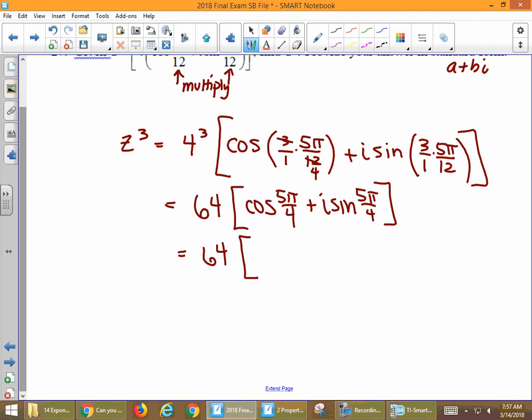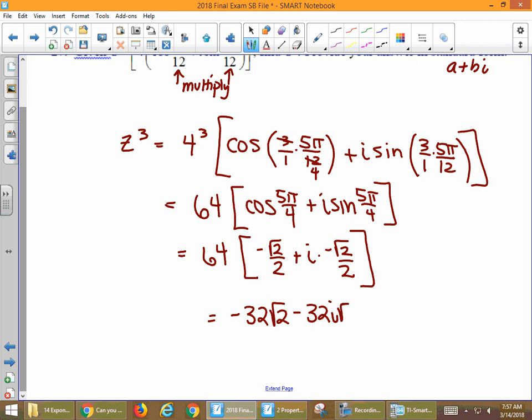And from here, we're just going to put in our unit circle values and simplify. So cosine of 5 pi over 4: 5 pi over 4 is third quadrant, so both sine and cosine are going to be negative. And all my fourths are radical 2 over 2 for sine. Last step is to distribute that 64 in, and you're effectively dividing by 2. So this is going to be negative 32 square root of 2 minus 32i square root of 2. And that's your final answer.